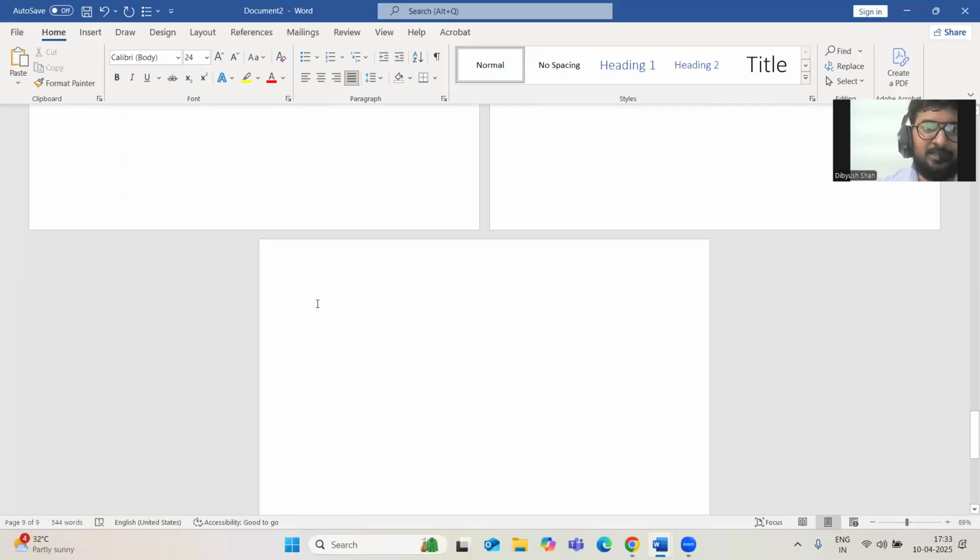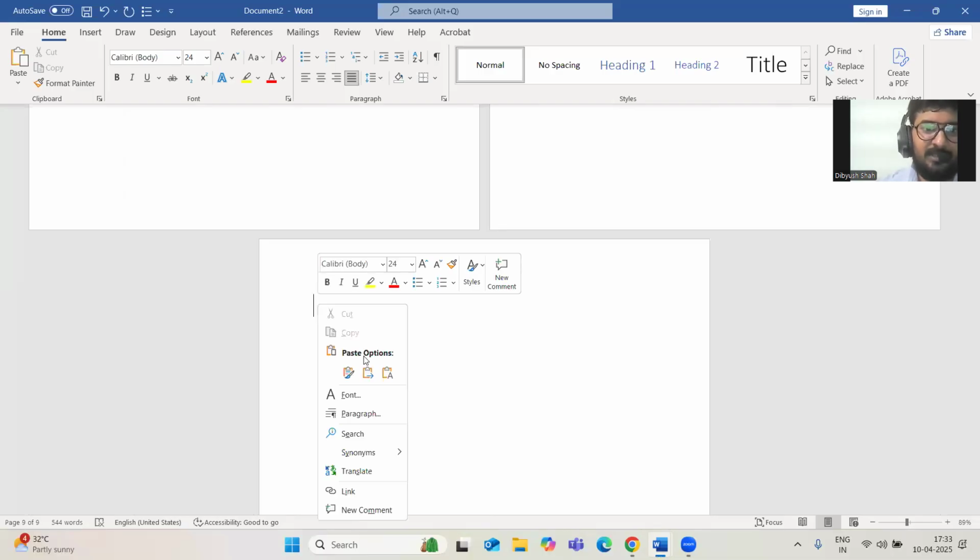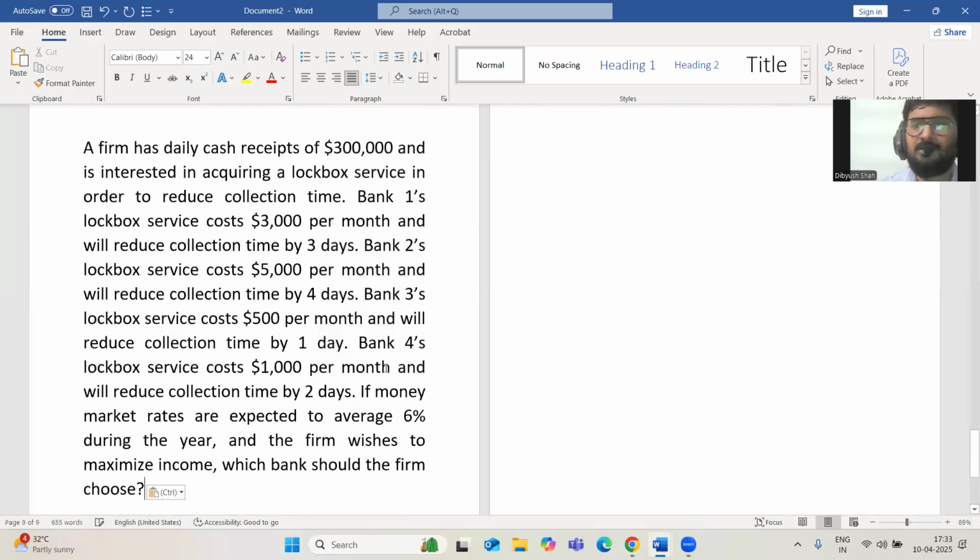Now, these kind of questions are again not very uncommon in the exam. They have given daily cash receipts of $3 lakh, and then they are telling you that we are looking to reduce our collection float, and they have given different things. For example, where will we go? Wherever the benefit is highest.